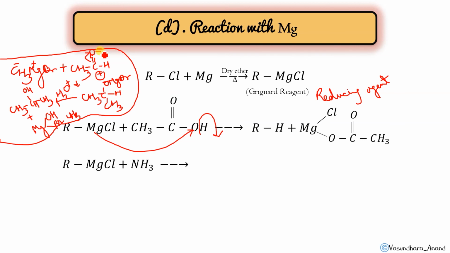Some specific reactions of Grignard reagent I am showing over here. Okay, so just go through this. When this reacts with ammonia, what will happen? Again it will give you methane, and it will form magnesium chloride amino. NH2 group will come at one bond, and Cl will be the other bond.